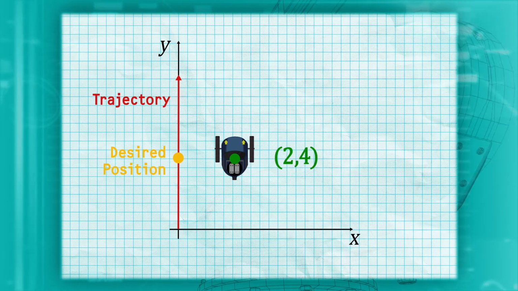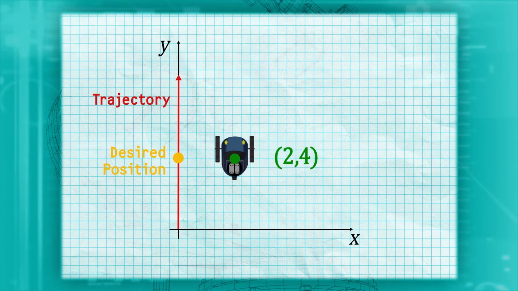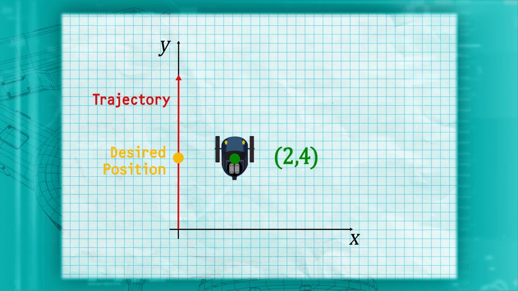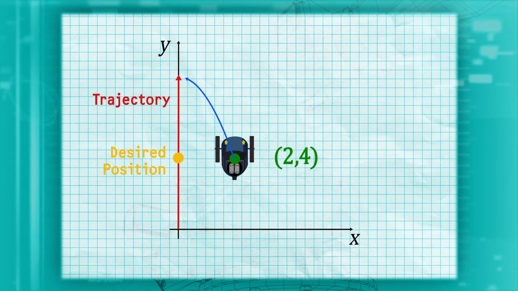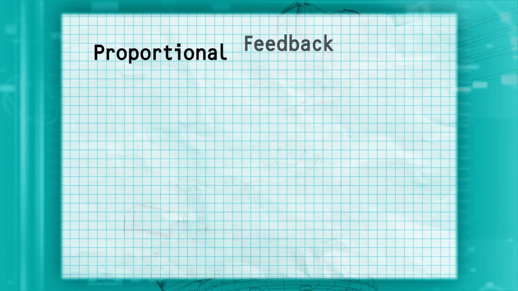What do we need to do? Intuitively, we are to the right of our desired path, so we need to turn to the left to correct our position. One popular way of solving this is called proportional feedback control.